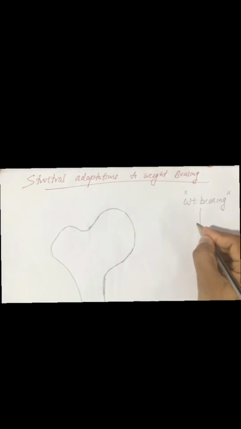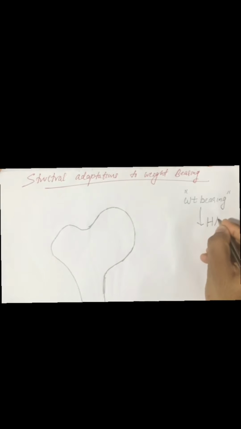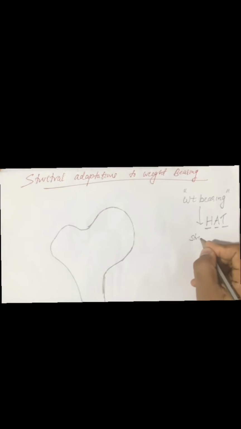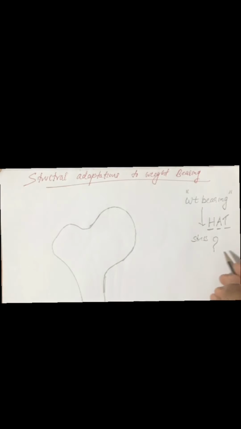So when the weight is transmitted to the hip from the upper part of the body, often denoted by the term HAT, not the hat on your head, but head, arm and trunk, it can produce a lot of stress in the hip joint. So this stress has to be balanced by some mechanism, and that mechanism is what we are going to discuss. So there are some structural changes in response to weight bearing. Okay, we are going to see one by one.